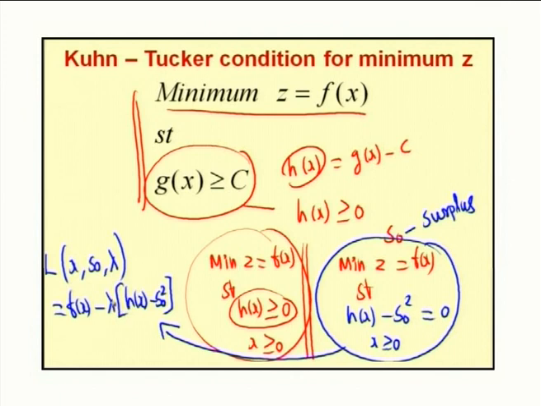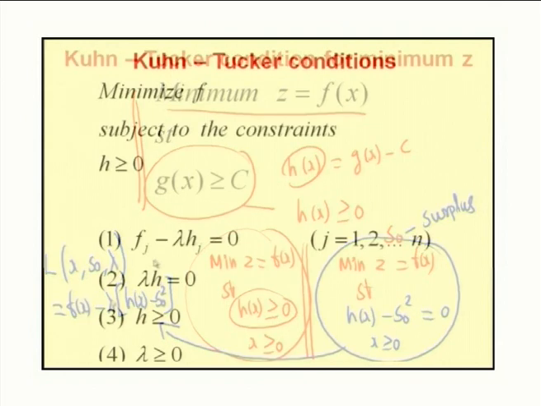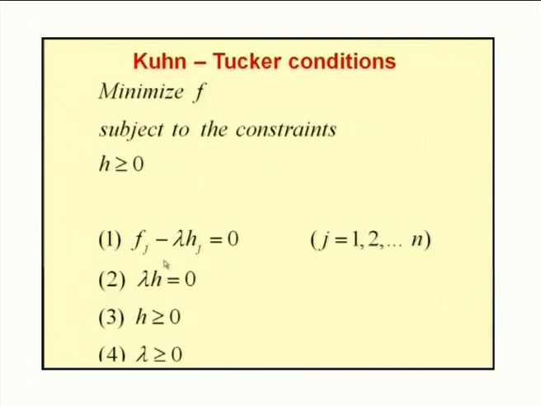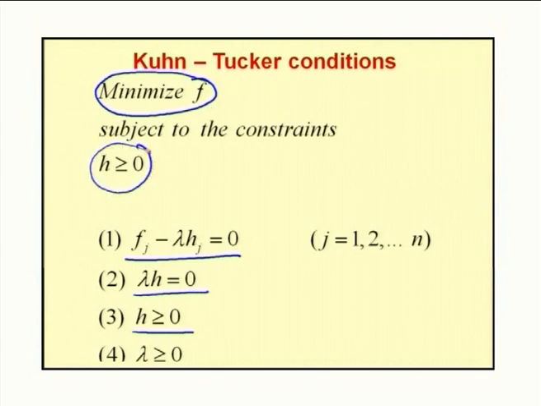Now, with the help of this Lagrangian function, we can easily get the necessary conditions, which are f j minus lambda h j equal to 0, lambda h equal to 0, h greater than or equal to 0, lambda greater than or equal to 0. So, for the given nonlinear programming problem which minimizes z equal to f of x subject to the constraint h greater than or equal to 0, the corresponding Kuhn-Tucker conditions are f j minus lambda h j equal to 0, lambda h equal to 0, h greater than or equal to 0 and lambda greater than or equal to 0.